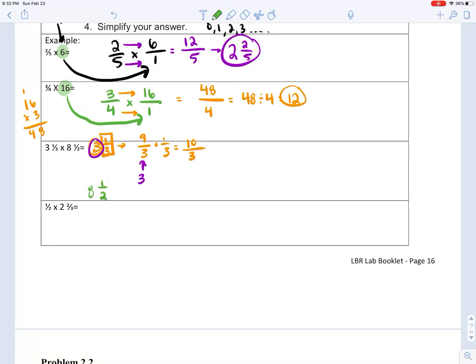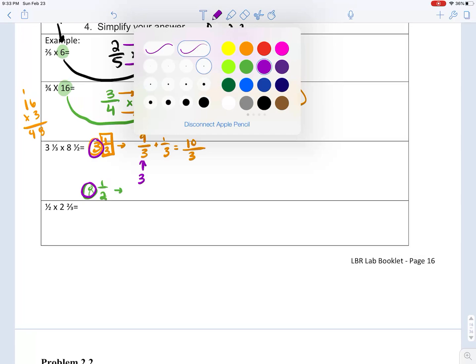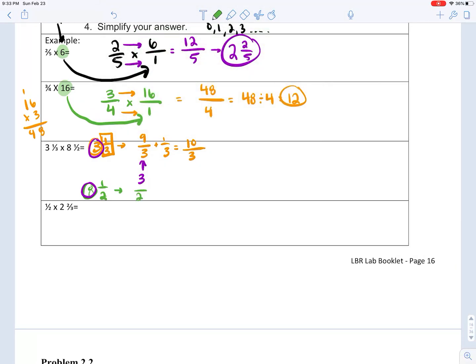I'm going to change my second one, 8 1/2. So let's see. 8 wholes, and I need a denominator of 2. I know that 2 times 8 is 16, and double check, does 16 over 2 equal 8? If it does, then you've converted correctly. And then please, please, please don't forget about this 1/2. So now I have 17 halves.